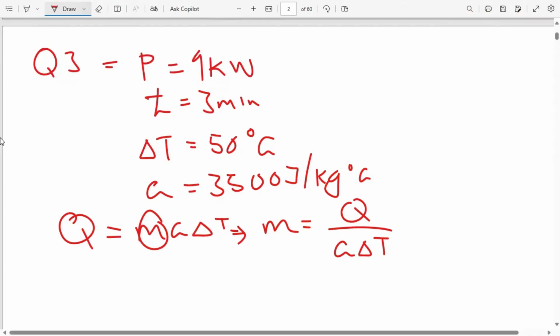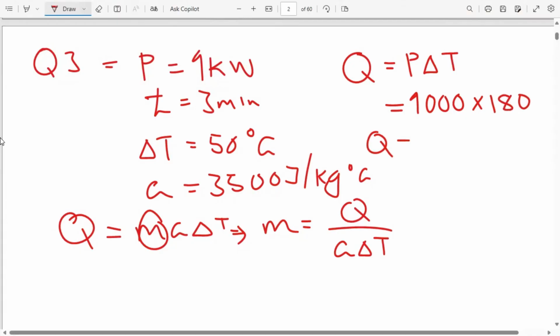Now we're supposed to calculate the Q, and Q is equal to power multiplied by change in time. The power has been given in kilowatts, and we need to convert it into watts, which means we have 1000 watts multiplied by the time. Time is 3 minutes, and we need to convert it into seconds. That's going to give us 180 seconds. And that will give us the thermal energy absorbed, which is equal to 180,000 joules.